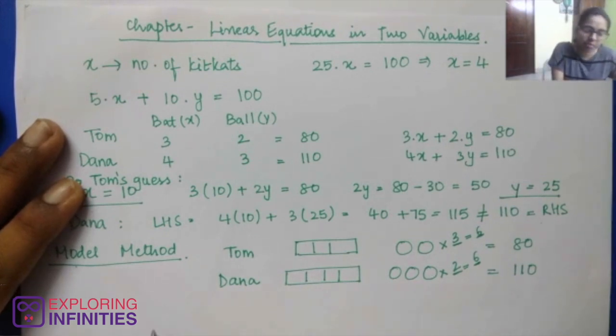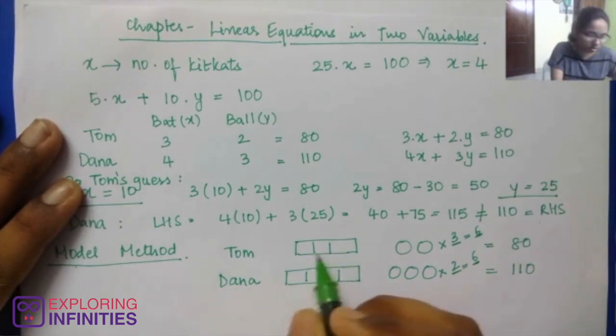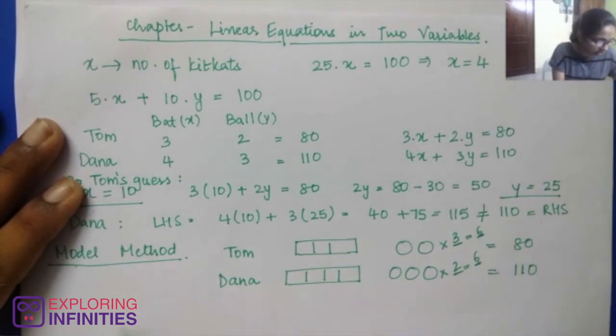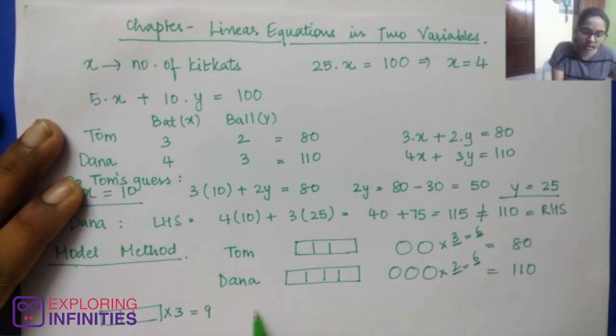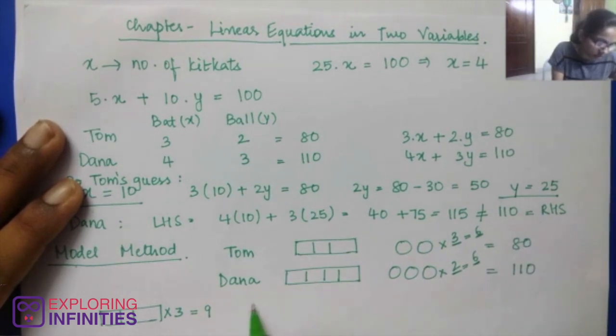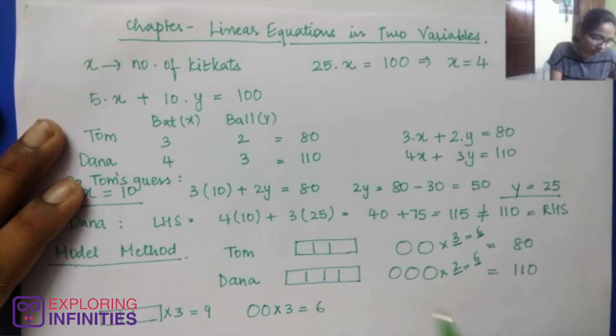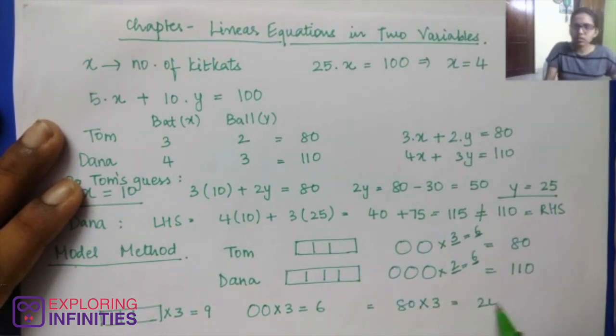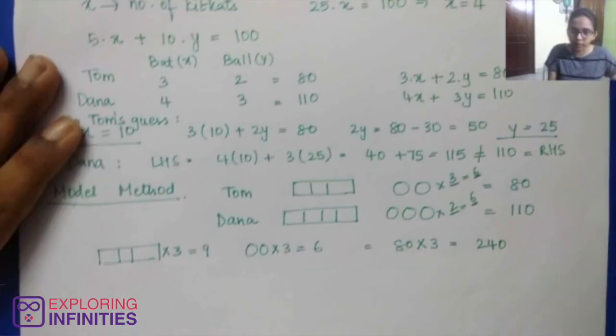So if it's multiplied by 3, these 3 boxes will also get multiplied, and 80 will also get multiplied. So my 3 boxes multiplied by 3 give me 9. My 2 circles multiplied by 3 give me 6. So I have 6 balls with me. Similarly, I have 80 into 3, which is equal to 240. So this is Tom's equation in the model method.